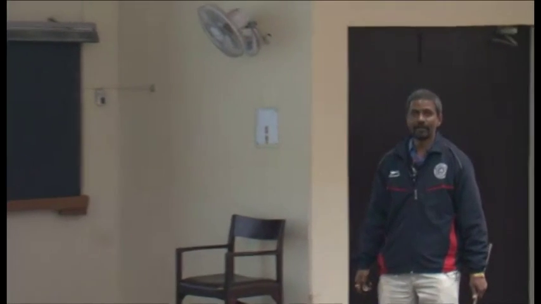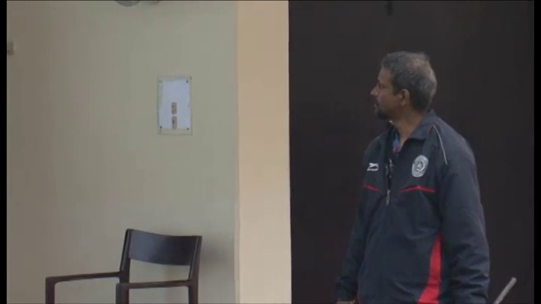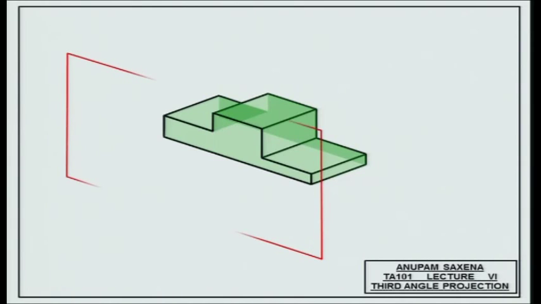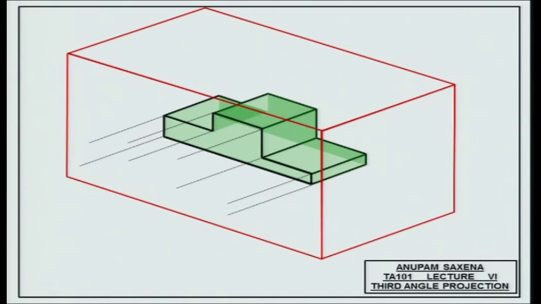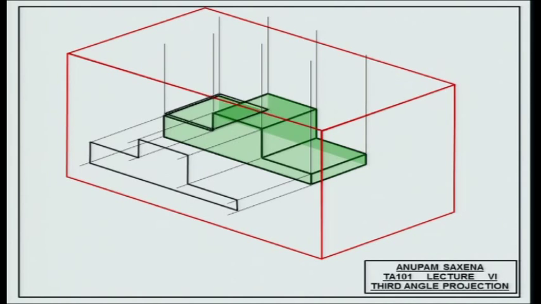So let's say I have a plane in front of the object, on the side and the back, on the top. The rays from the object come out to the plane. You get the front view, likewise, you get the top view or the plan view, and likewise, you get the right hand side view, something that you've seen before.